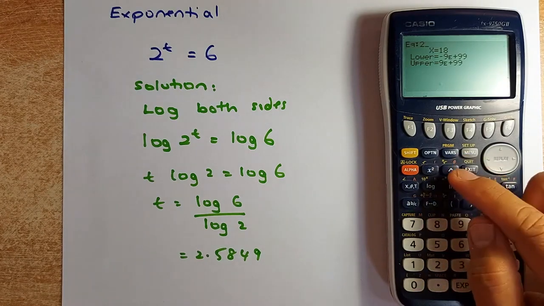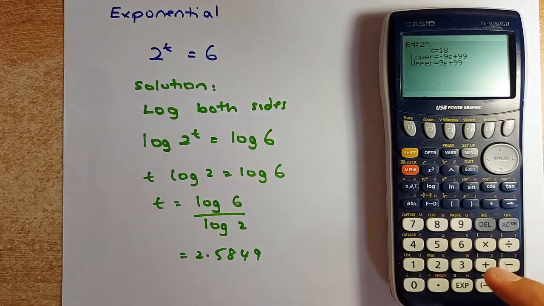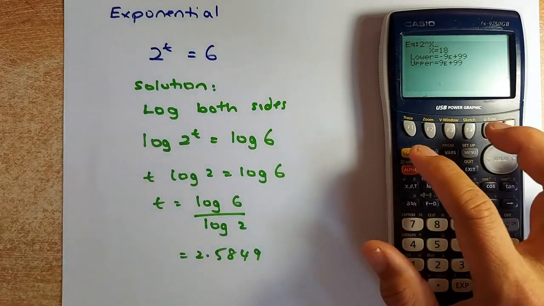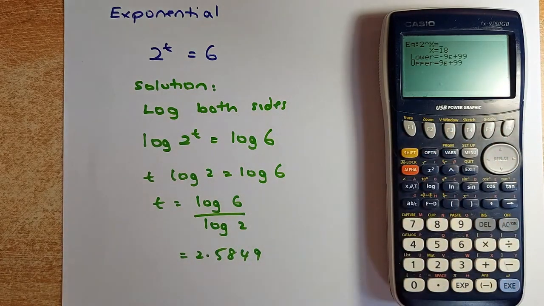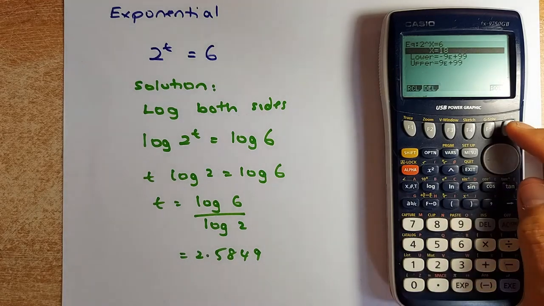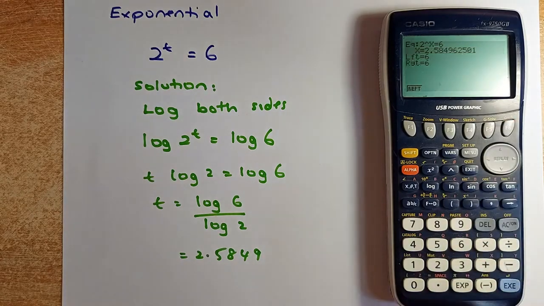Power is this button here. And then you're going to put 2 to the power of t. There's no t, so you're going to put x. It's the same thing, the unknown. And then equal. You put shift decimal point, and then equal to 6. And then just press execute. And don't forget to press the solve button. The solve button will give you 2.5849, which is exactly what we did before.